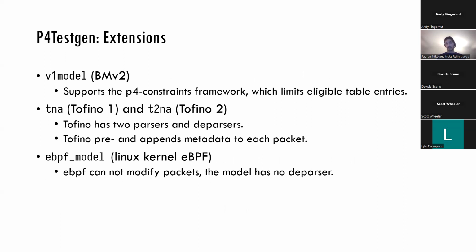We have developed, let's say, 3.5 extensions so far. One is the current well-known V1 model that runs on BMv2. Here we also support the new P4 constraints framework that specifies what kind of table entries are eligible to be used. We also extensively support TNA and T2NA. And there are a certain amount of quirks about these targets, which are modeled in our extension.